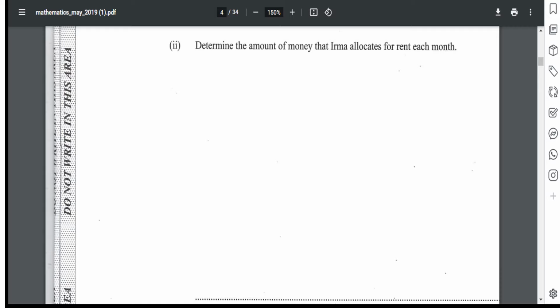Second part of our question reads, determine the amount of money that Irma allocates for rent each month. So we set up a formula, T being the total is equal to R for rent plus F for food plus O for other living expenses plus S for savings.